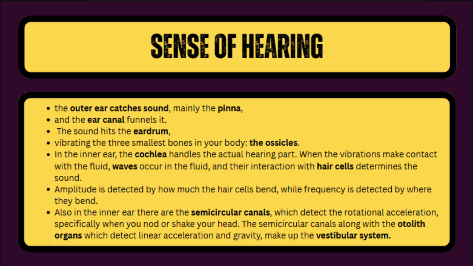Also in the inner ear, there are the semicircular canals, which detect the rotational acceleration, specifically when you nod or shake your head. The semicircular canals, along with the otolith organs, which detect linear acceleration and gravity, make up the vestibular system or the system for balance. An example of an ear illness is otitis media, or the middle ear infection, which is common in kids.